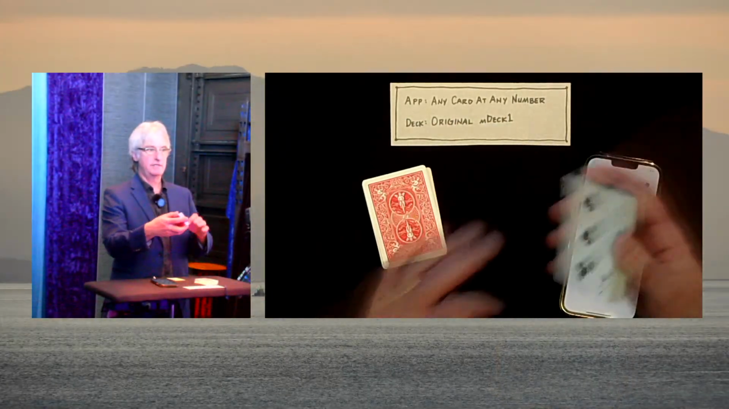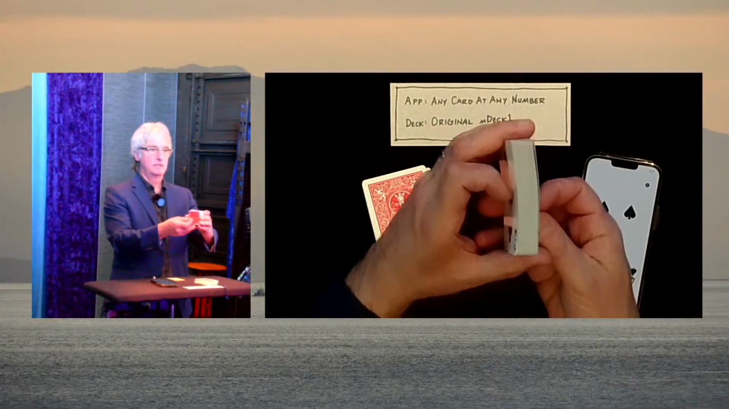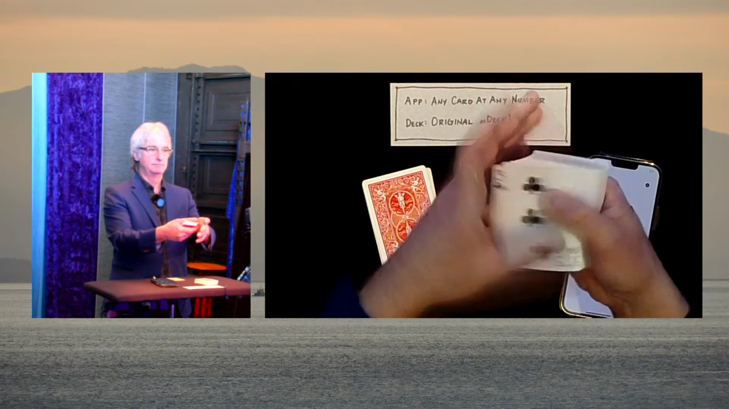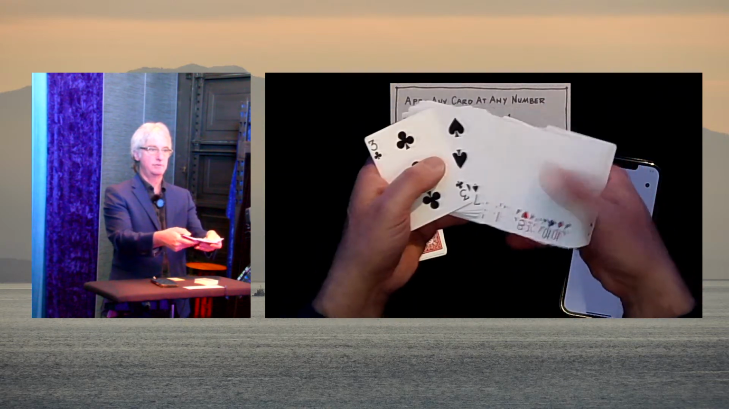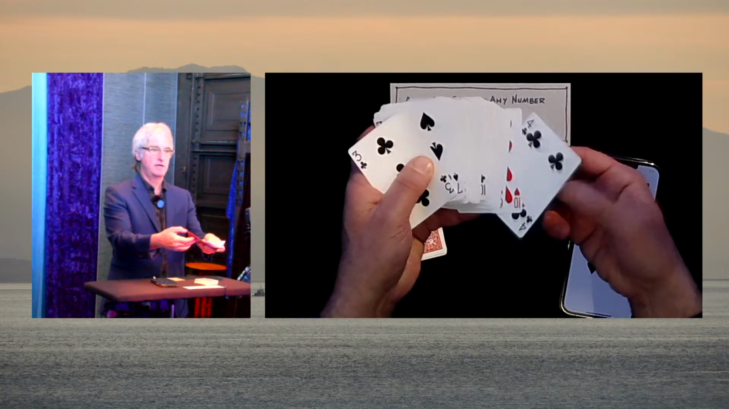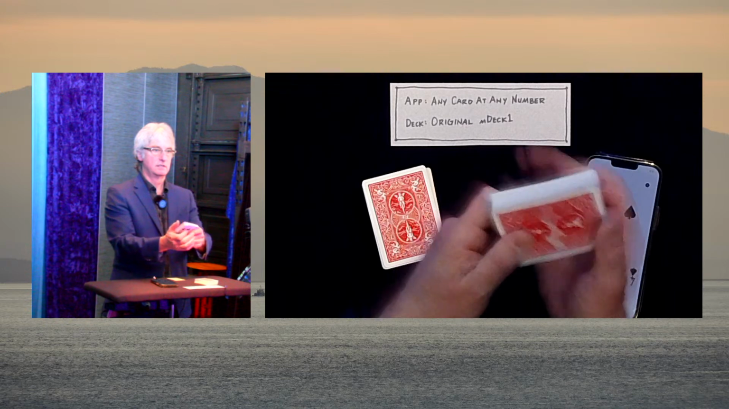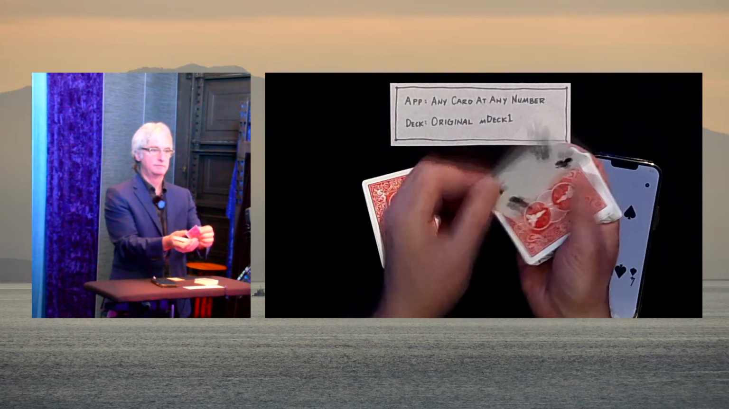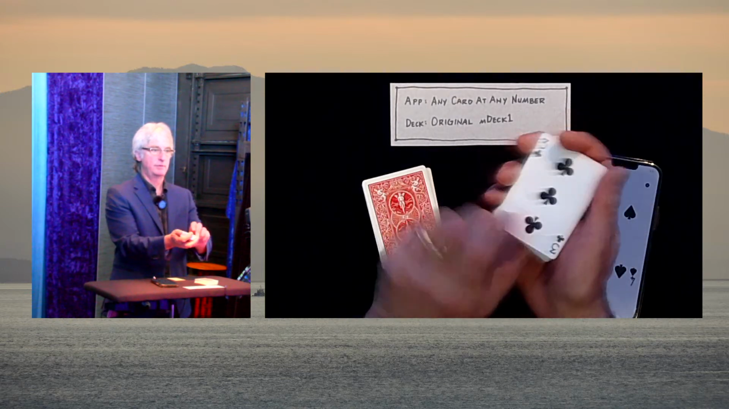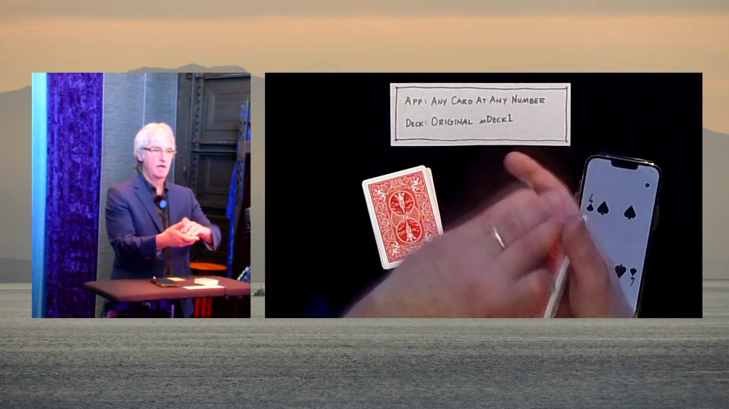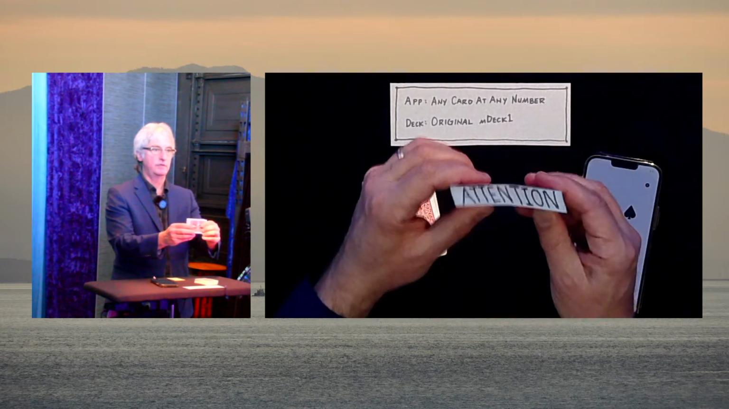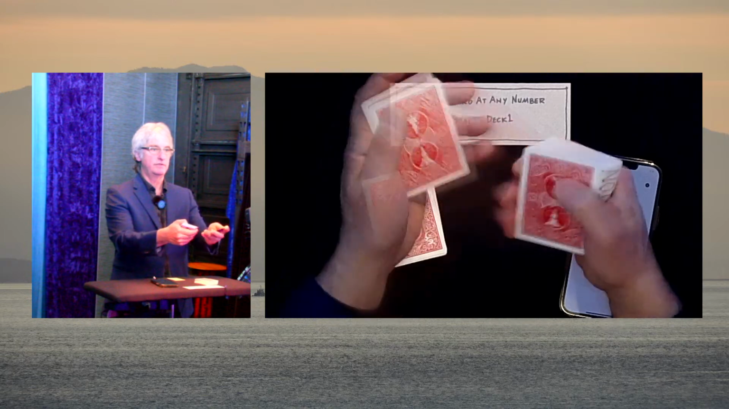Here I have another deck. This deck is in mdeck 1 top-down order. So the 4 of clubs is on the top, which is here. This would be the 4 of clubs. And on the bottom is the 3 of clubs. So, I've written the word attention on this one so you can see what happens when I reverse it.